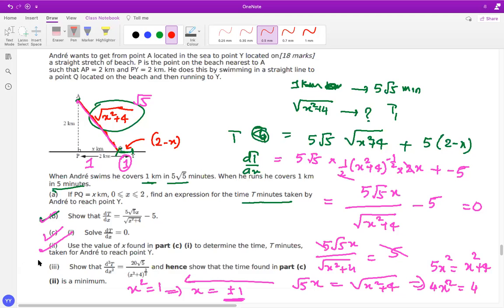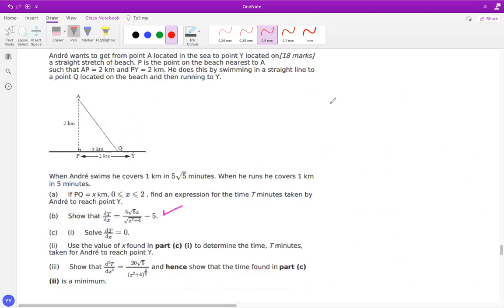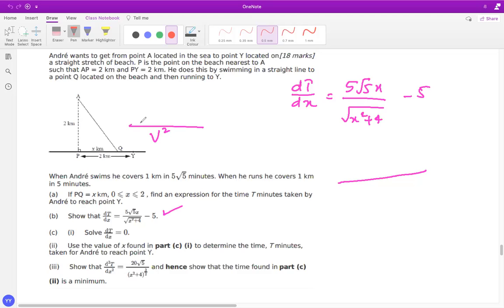Now we want to see whether it's a minimum or maximum. So let's first find the double derivative. My single derivative expression, dt by dx, we got is 5 √5 x over √(x squared plus 4) minus 5. Next is to find the double derivative. All right, so this has to be verified basically. So let's do the double derivative. I apply the quotient rule for this part, which is (v u dash minus u v dash) over v squared.